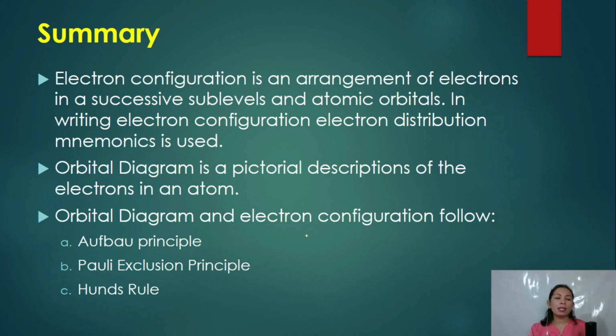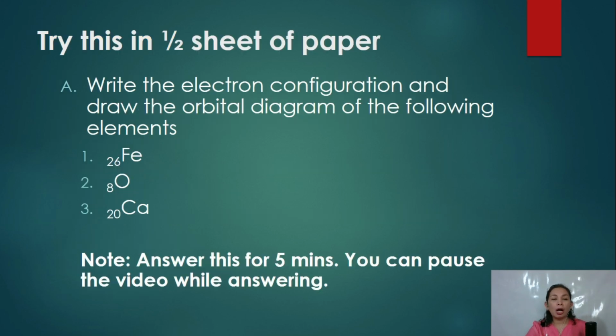Now I think it's time for you. Before I give you a short quiz, do you have any questions whatsoever? It's time for you to answer our short evaluation. Try this on a one-fourth sheet of paper. Write the electron configuration and draw the orbital diagram of the following elements: iron, oxygen, and calcium. You can answer this for 5 minutes. You can pause the video while answering. You can start now.